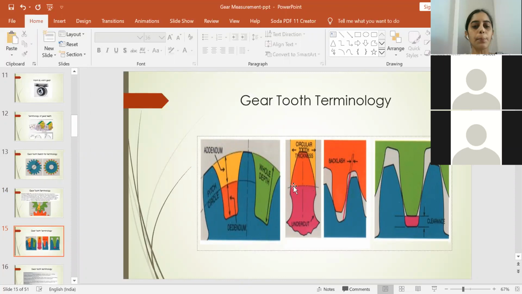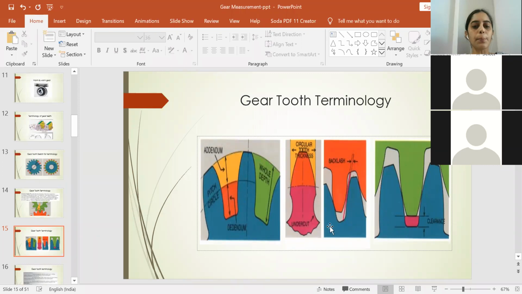So where it meets, the distance from one side of the tooth to the other side of the tooth associated with the pitch circle will give you the circular tooth thickness. Okay, and this is the clearance value. So this is one gear, and this is the other gear in which it has been meshed. The gap associated with it will provide you the exact clearance value.